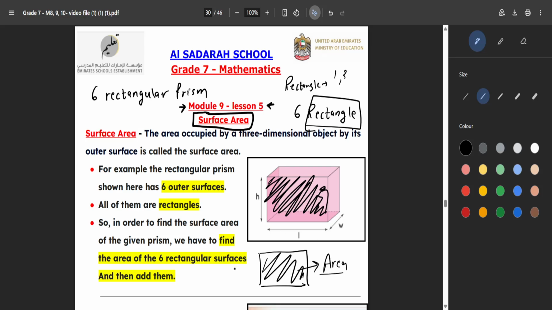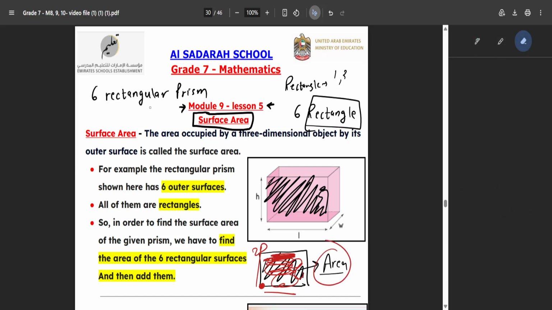So if there is any 2D shape, why am I calling it a 2D shape? Because check, from the corner only two dimensions are coming out, length and width. So this is a 2D shape, right? So if I see any 2D shape and there is some space inside it, we call it area. Now, what is this lesson about? Let us understand.